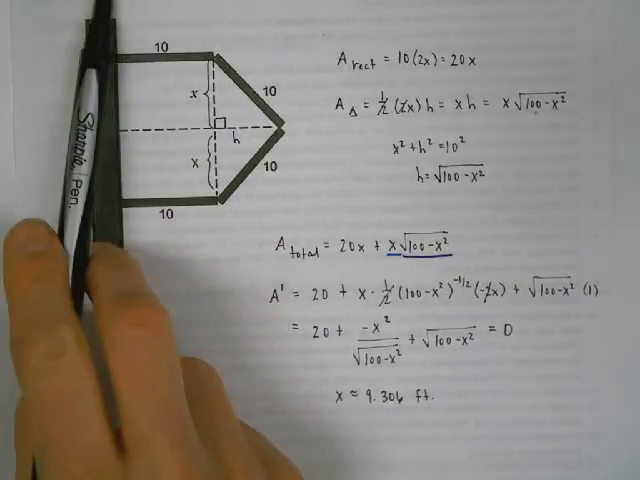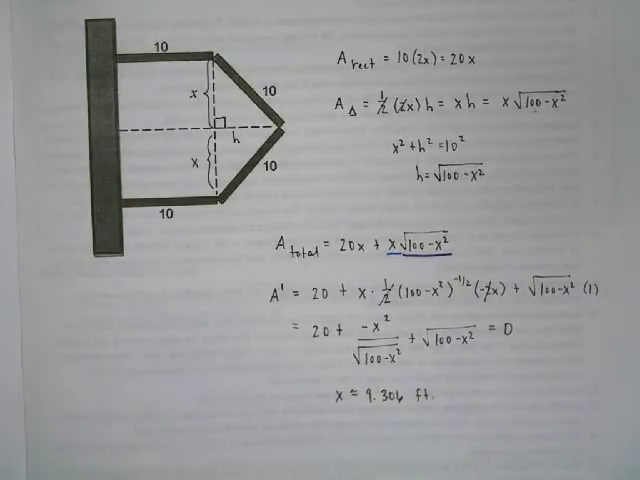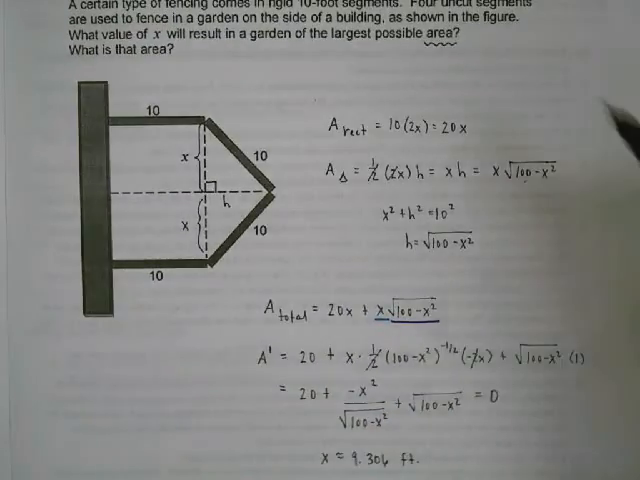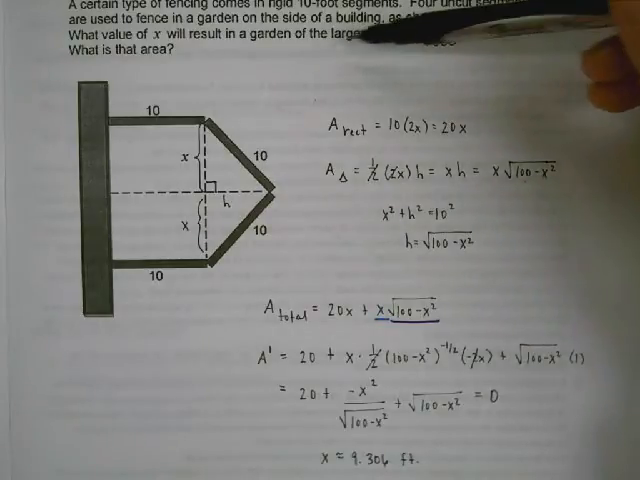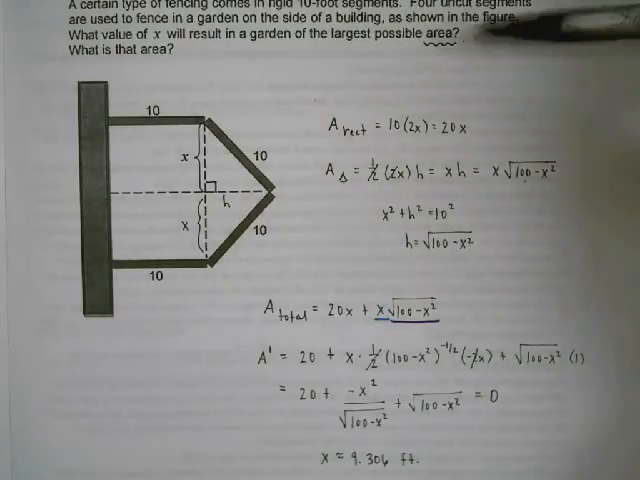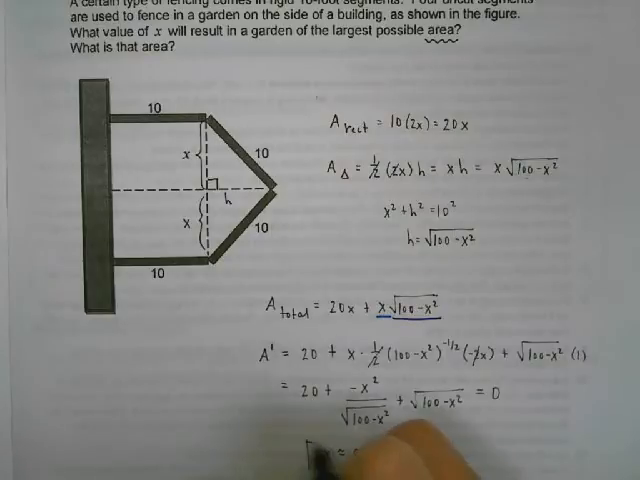So that's the first question. What value of x will result in a garden with the largest, whoops, I'm pointing the question up here. What value of x will result in a garden of the largest possible area? So here's the value of x.